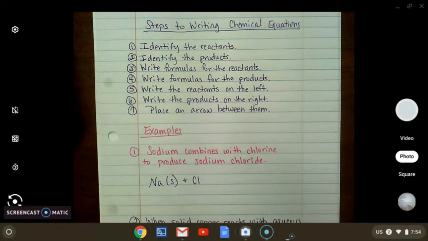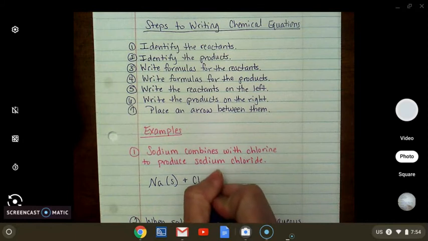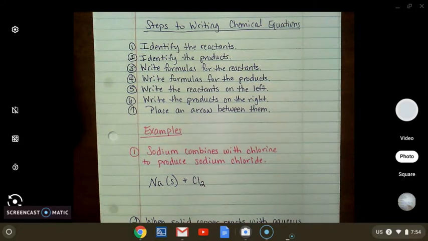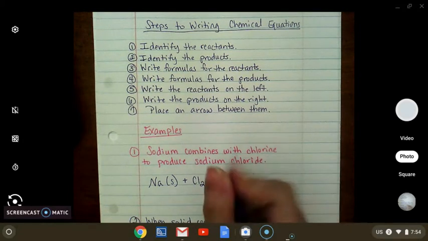And if you remember diatomic elements, you have 7 of them. It's hydrogen, nitrogen, oxygen, fluorine, chlorine, bromine, and iodine. So chlorine by itself is a diatomic element, so it's Cl2. Chlorine is a gas.